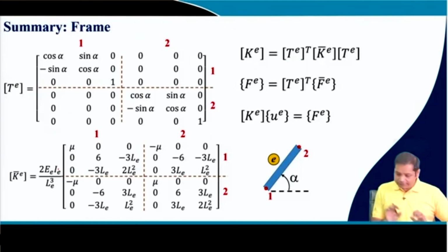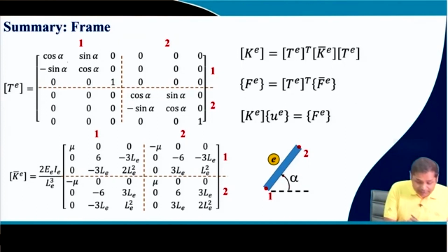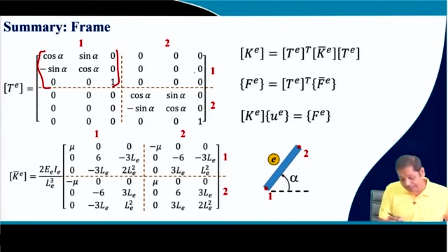Okay, so let us summarize what we have discussed now. This is for a frame problem. For a frame problem, this is the transformation matrix, these are the summary of the equations, and this is the stiffness matrix, and this angle is alpha. Now from the frame problem and these blocks, this portion corresponds to node number 1, and this portion corresponds to the interaction between node number 1 and 2. This is how we can read these matrices. So this is the summary for a frame problem.